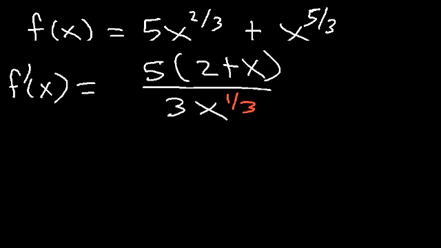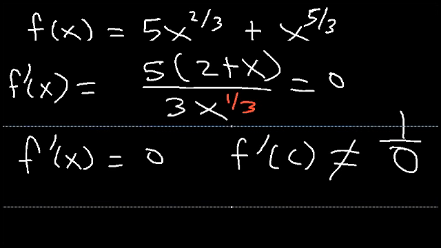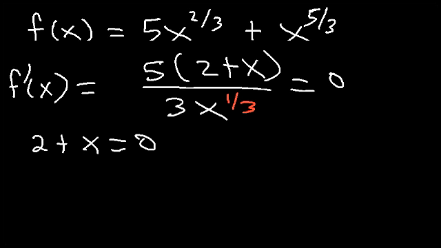So if you have a fraction, here's what you want to do to find the critical numbers. We need to set the whole thing equal to 0. So the critical numbers occur when f prime of x is equal to 0, or when f prime of c doesn't exist. It doesn't exist if the denominator is equal to 0. So that's another critical point. So basically, set the numerator equal to 0 and set the denominator equal to 0, and that will give you the two critical numbers. So if 2 plus x is equal to 0, then x is equal to negative 2. That's the first critical number.